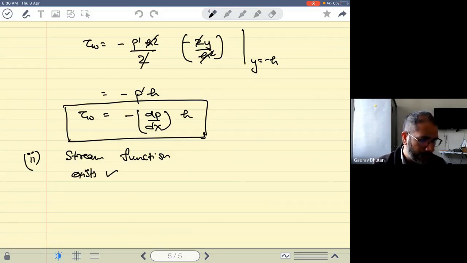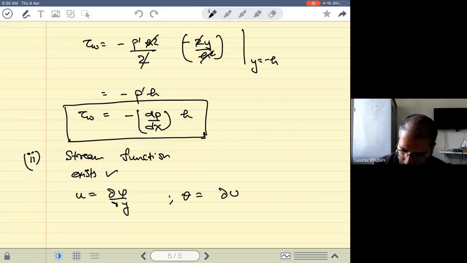And then to find the stream function, again, it's very easy. I won't do it for you, but you know the stream function is defined in such a way so that u is del psi by del y and v is minus del psi by del x. Now v is 0 and u is given as a parabolic relation in y. So u is a pure function of y, and if v is 0, then psi is simply a function of y.